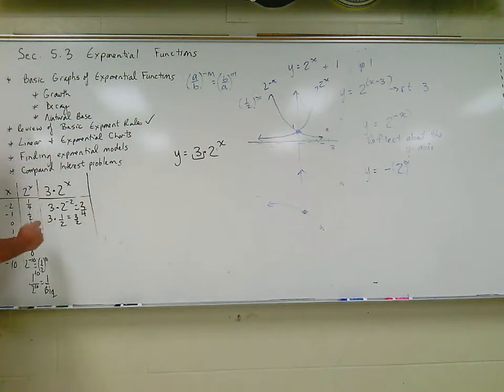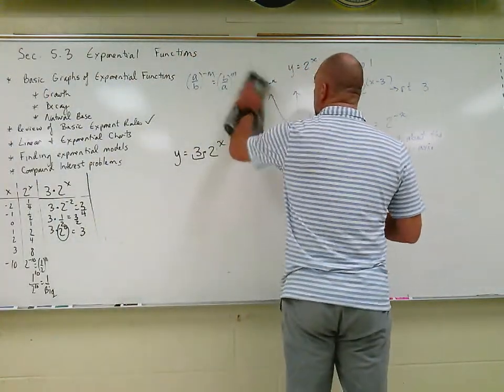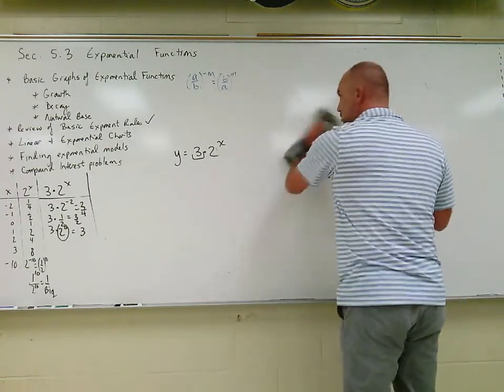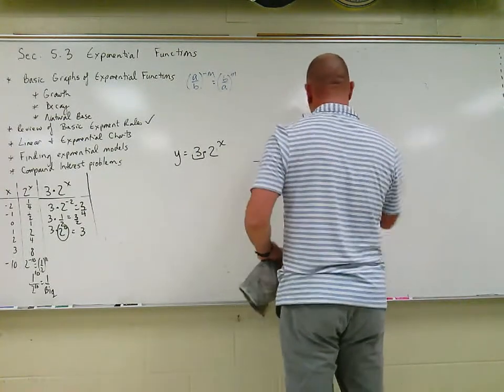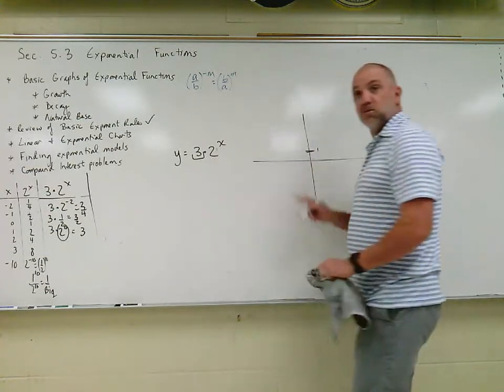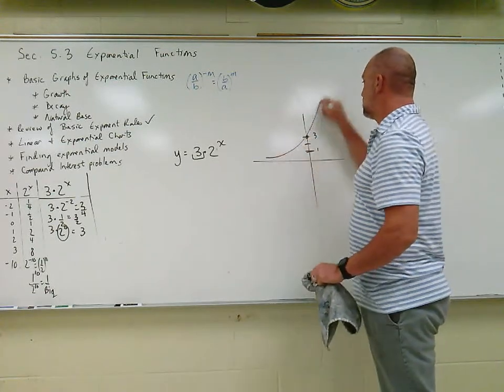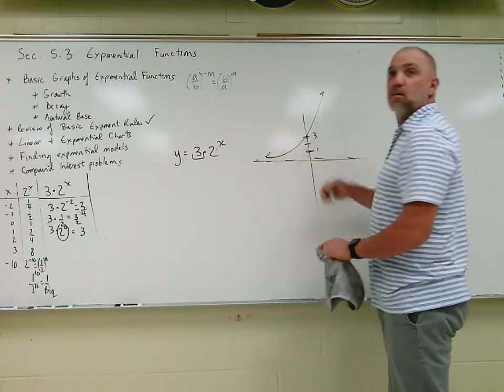Now here's what I want to show you. If I plug in a 0, 3 times 2 to the 0. Do your 2 to the 0 first. What's 2 to the 0? 1, but 3 times 1 gives us 3. So it changes the y-intercept. That's what I want you to see, is that if I put a number in front, it stretches it like you said. So originally we had (0, 1), but now we have (0, 3). And it still has that same shape, it's just stretched more, like that.